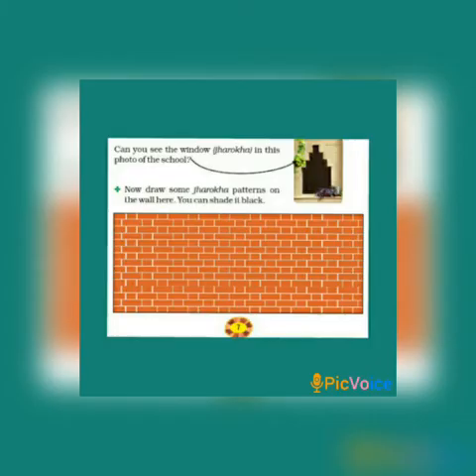Students, can you see the window in this photo of the school? See, this is a Zarokha pattern. Now, draw some Zarokha patterns on the wall here. You can shade it black in color.